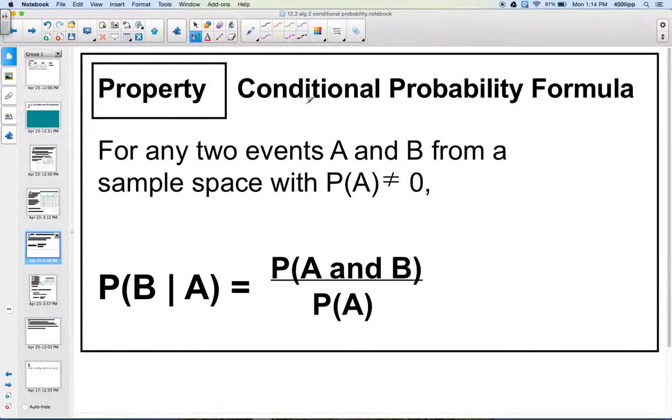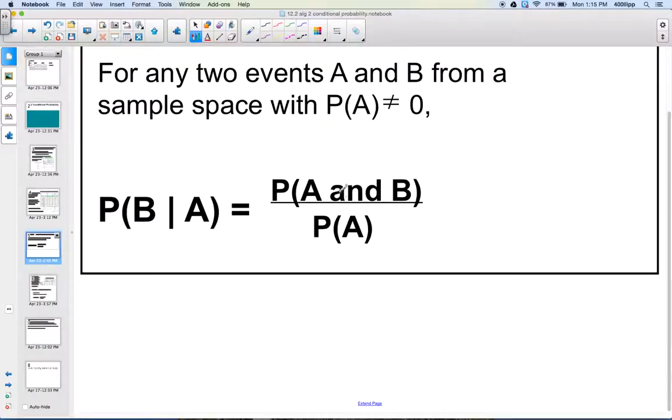All right, so here is our formula for conditional probability. The probability of A cannot be 0 because obviously we cannot divide anything by 0. So here's our formula. The probability of B given A will be equal to the probability of A and B divided by the probability of A. We did that earlier, but here's the formula. Good thing to have down.